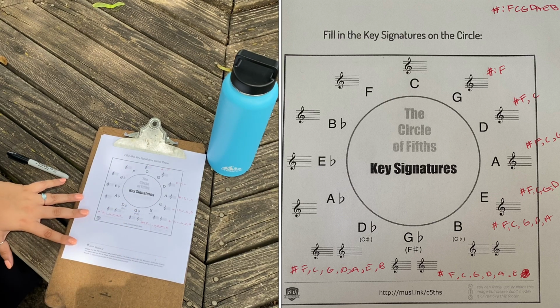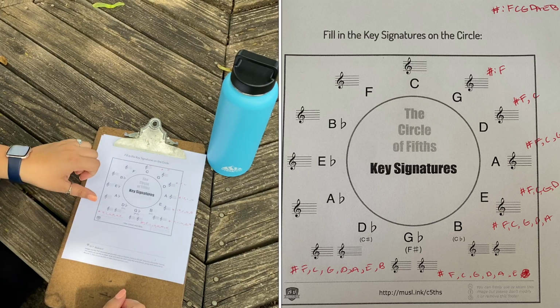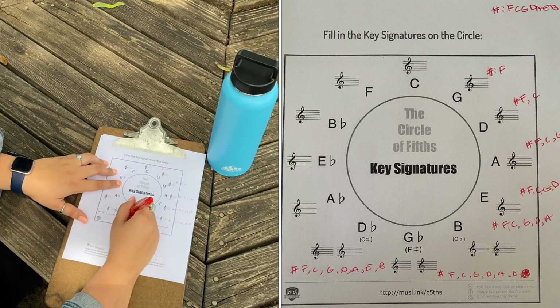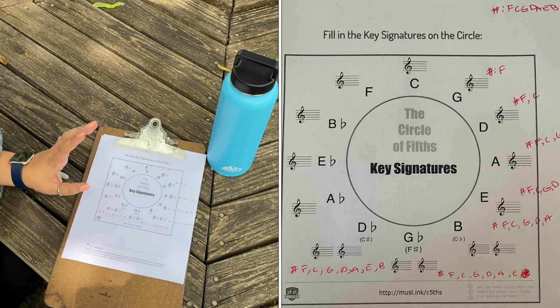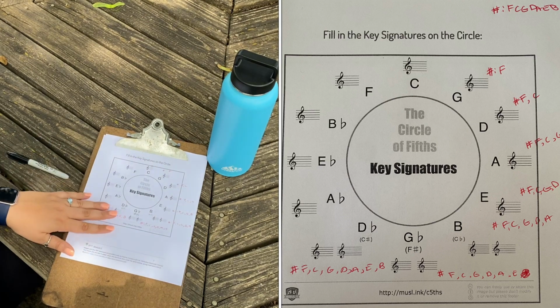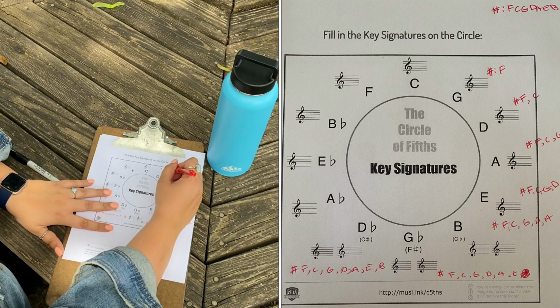And the last one, we're going to count 5 up from E. So E, F, G, A, B. So B sharp. And that's all the sharps for our scales. And you can fill that out.